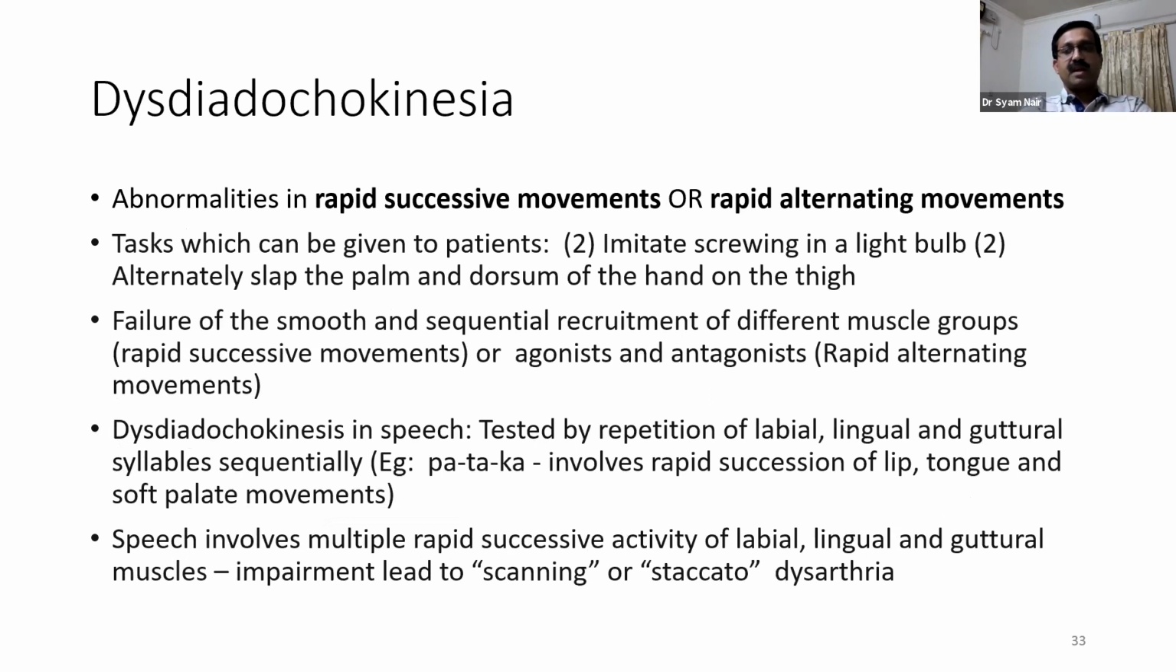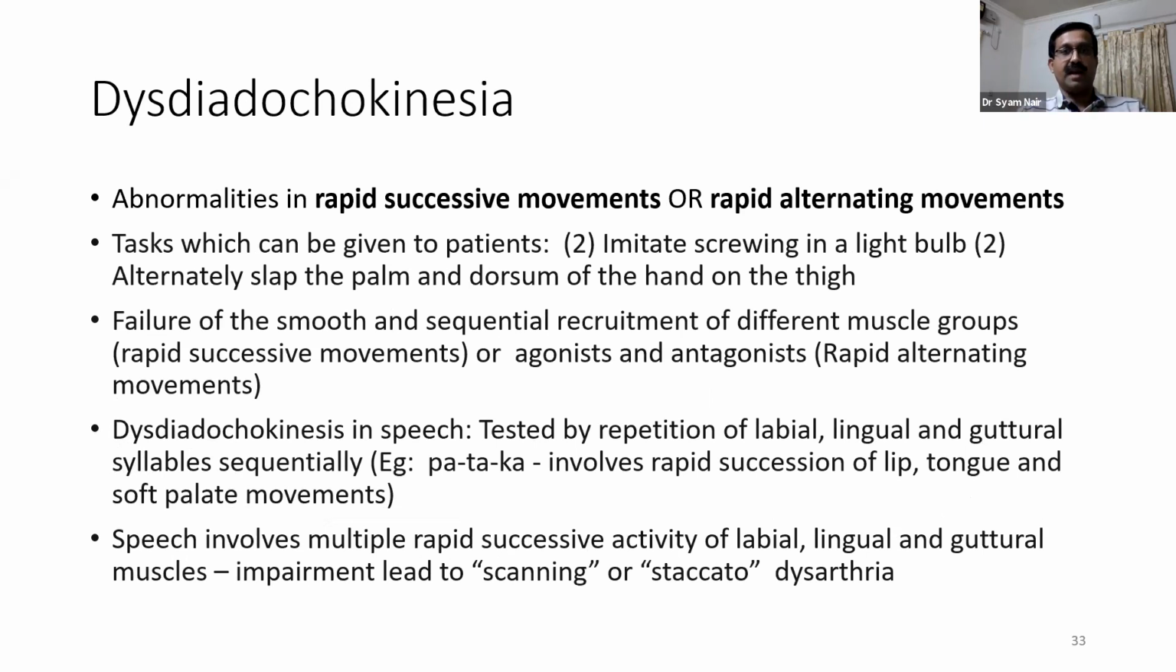Another manifestation of cerebellar disease is dysdiadochokinesia, which is abnormality in rapid successive movements or rapid alternating movements. The tasks which can be given to patients for this include imitating screwing in a light bulb, or alternately slapping the palm and dorsum of the hand on the thigh or on the other palm. There is failure of smooth and sequential recruitment of different muscle groups in rapid successive movements.